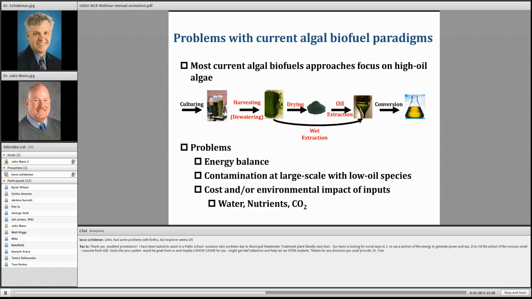You also run into a problem with contamination, especially if you do this at large scale and in waste treatment systems. You start growing one high oil algal species, but you end up with some other low oil algal species or rotifers or bacteria or some other contaminant in your system, and you don't end up with a lot of oil, and then the rest of the process breaks down because there's no oil to extract and convert. And then finally, there are cost and environmental impacts because you're using a lot of water and a lot of nutrients and a lot of CO2.